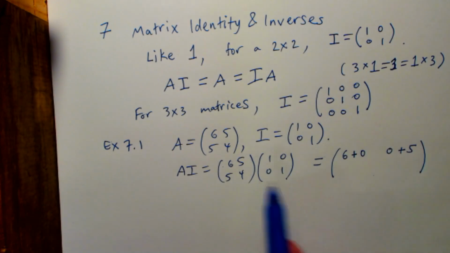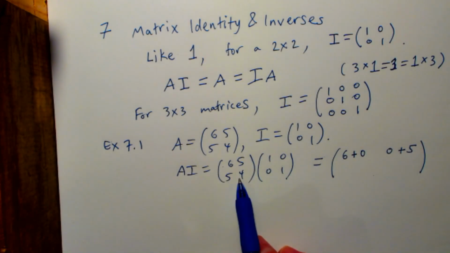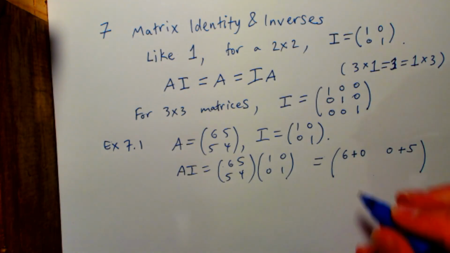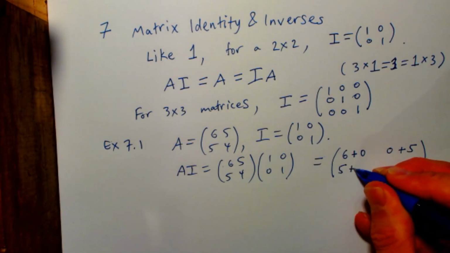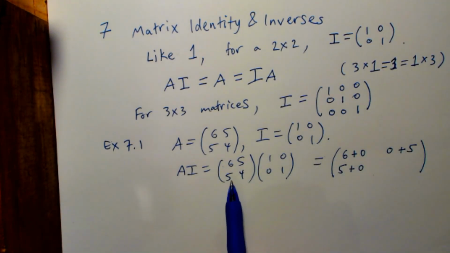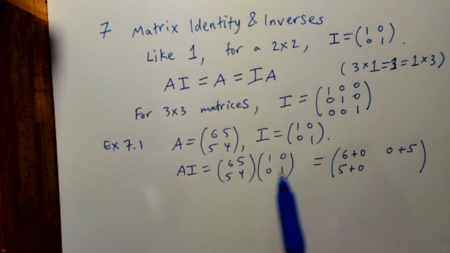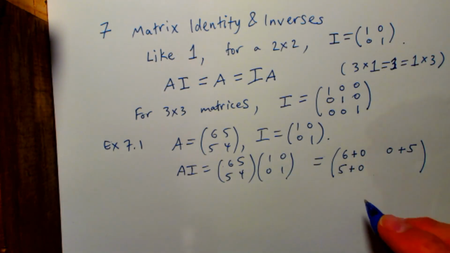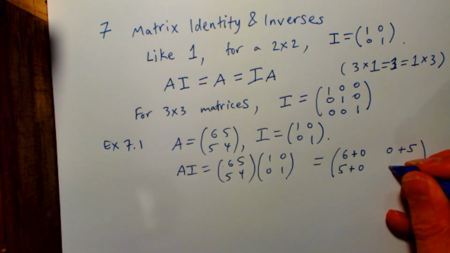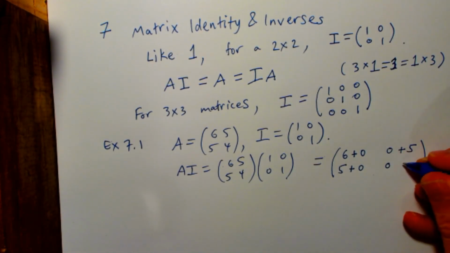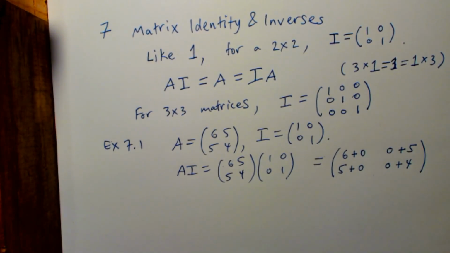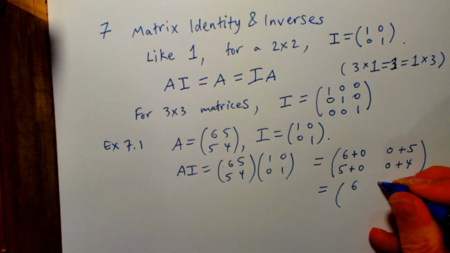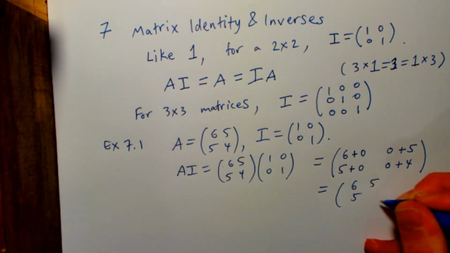Okay, now that we've done that, we move down to the second row. We match that up with the first column. We have 5 times 1 is 5, plus 4 times 0 is 0. Next, we match this row up with the second column of the matrix on the right, and we have 5 times 0 is 0, plus 4 times 1 is 4. Okay, now we can simplify this, and we've got 6, 5, 5, 4.